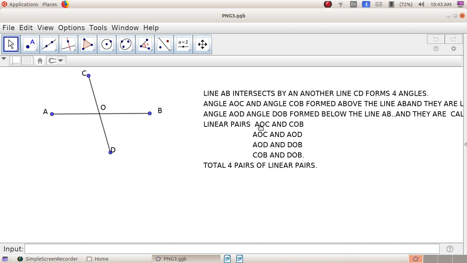The sum of angle AOC and COB is 180 degree, and AOC and AOD is 180, and AOD and DOB is 180, and COB and DOB is 180 degree. You can measure the angles with a protractor and you can find the sum is 180 degree. So the concept is, the sum of the angles on the same line is 180 degree.